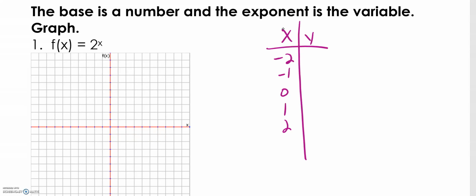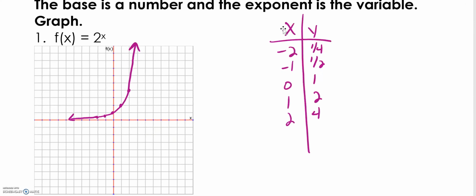So 2 to the -2 is 1 over 2 to the 2nd, which is 1/4. 2 to the -1 is 1/2. 2 to the 0 is 1. 2 to the 1 is 2, and 2 to the 2nd is 4. Okay, so we're going to plot those points: (-2, 1/4), (-1, 1/2), (0, 1), (1, 2), and (2, 4). Okay, this is an exponential growth function. There we go. I could get more points, but we don't need them. Those 5 are plenty.